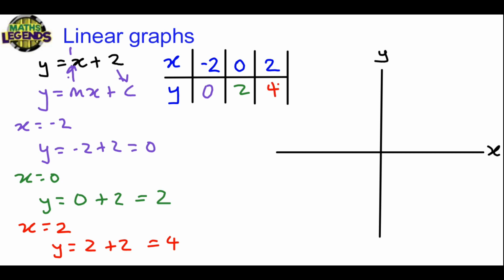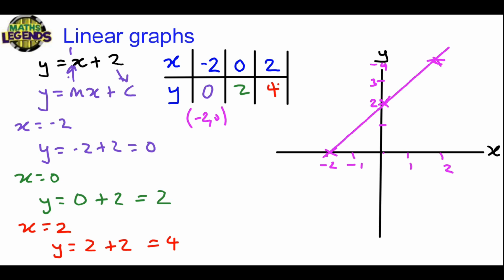So the first coordinate we're going to plot is -2, 0. So -2, let's say that's -1, that's -2, and it goes to 0, so we put that point over here. Next one is 0, 2. So 0's here, and we go up 2 to there, and that's our next coordinate. The next one is 2, so we go 1 and 2, and then we go up 4, so let's say that's 3, and then that's 4, so that's about here. So then we draw our straight line.